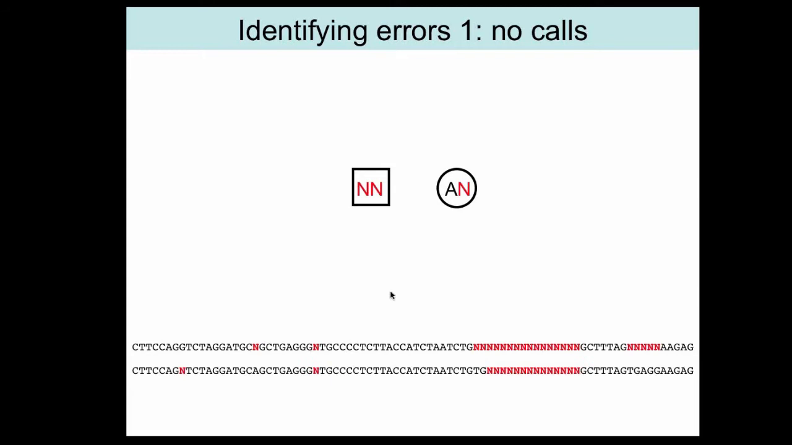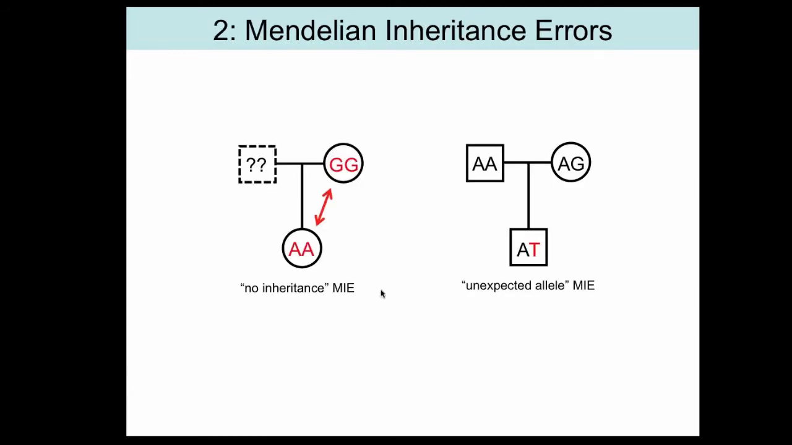The second kind of error involves comparing either two genomes, a parent and a child, or comparing three genomes, a trio. And these are of course Mendelian inheritance errors. We recognize two types of these. One of them in which the child doesn't appear to have inherited anything from one of the two parents. And the other case in which they seem to have inherited one allele from either of the parents, but then there is a second allele that doesn't seem to come from anywhere.